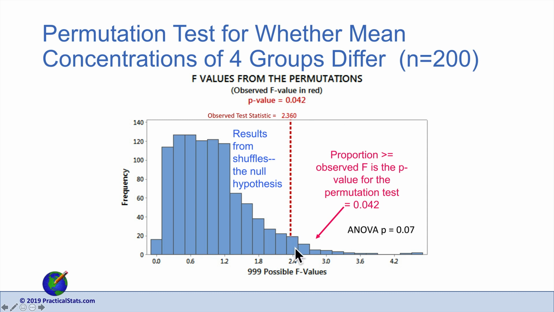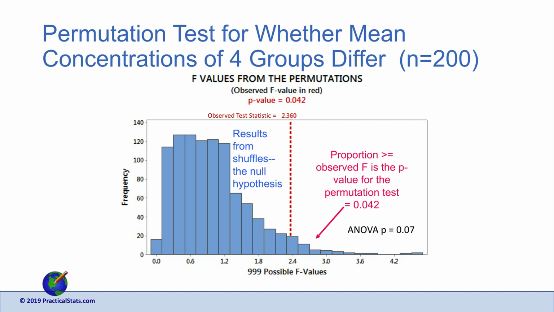The proportion of the results that are equal to that or above that is the p-value. That is the definition of a p-value in statistics: the probability of getting the result that you got with your data set or something more extreme. For this permutation procedure, the blue bars are the picture of what the null hypothesis looks like. You might have gotten any of these results with a certain probability, and the probability of getting a 2.36, which is what we did get, or something more extreme, is about 4%.